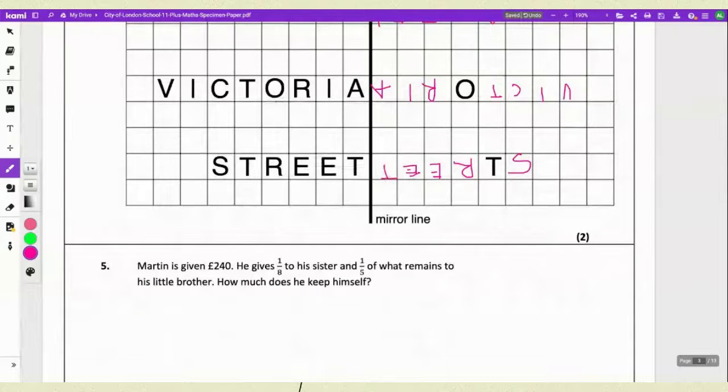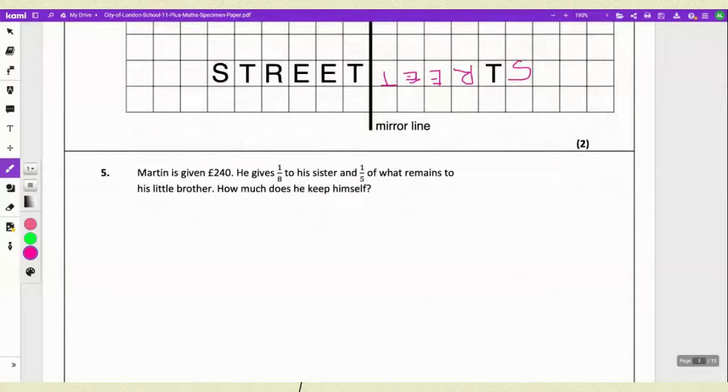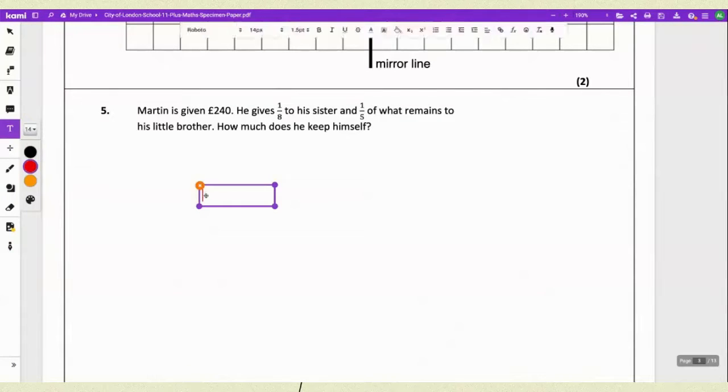So let's move on to the next one. In the next one, they are saying that Martin is given 240 pounds. He gives 1/8 to his sister and 1/5 of what remains to his little brother. How much does he get together? So again, as I told you, you should write as much information as is given to you. Let's make the letters a little bigger. I'm trying to make it a little bigger for you guys so that you understand what we're doing. Okay, I've done it now.